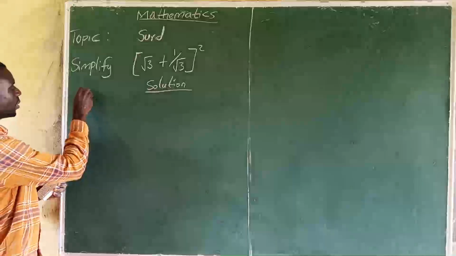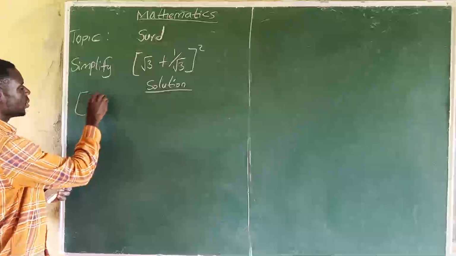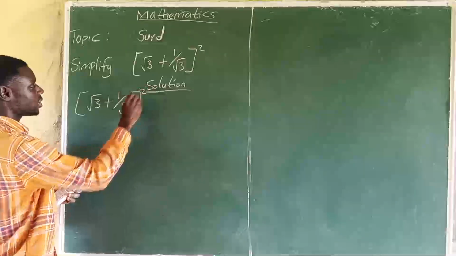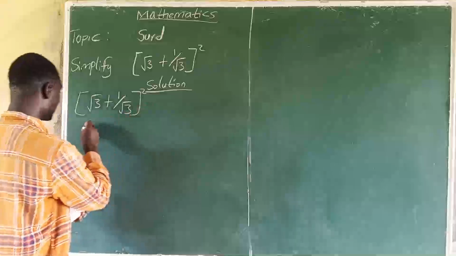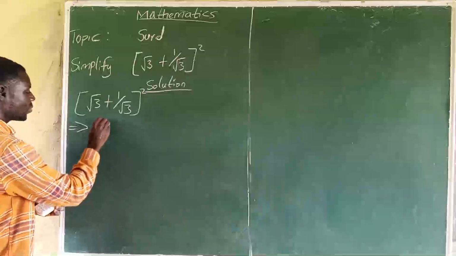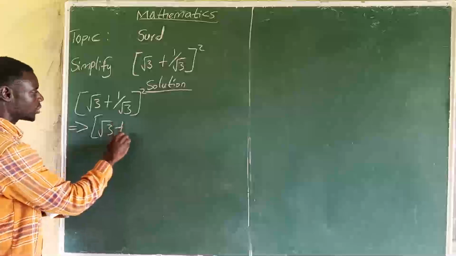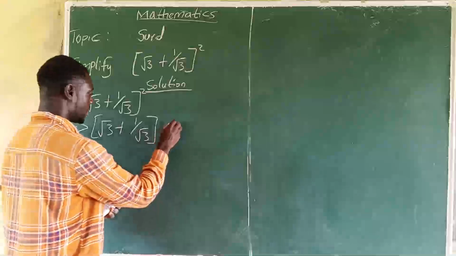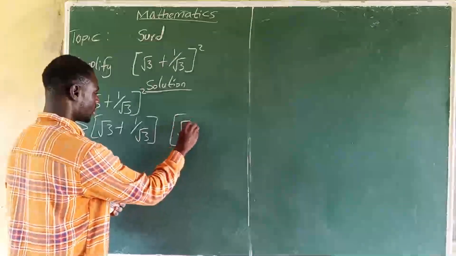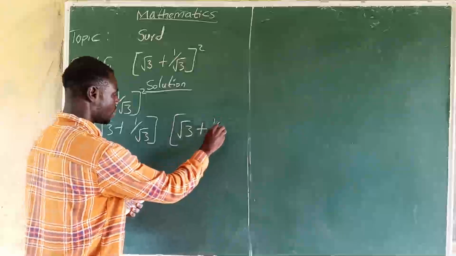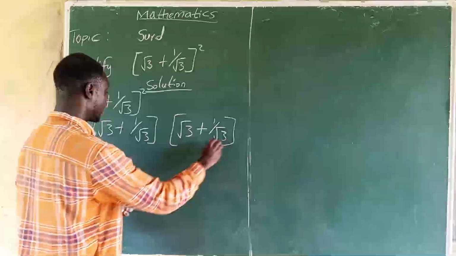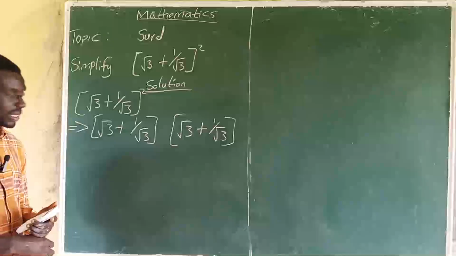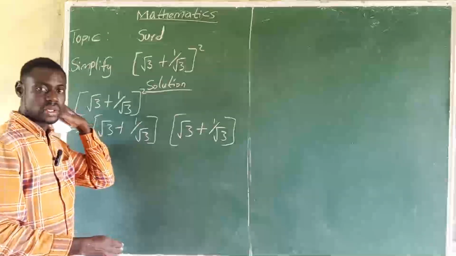So let's start solving. We have open bracket root 3 plus 1 over root 3 close bracket raised to the power of 2. Now, this can also be written as root 3 plus 1 over root 3 times root 3 plus 1 over root 3. Now, in some cases, you can just put this power 2 on top of this one and this one on top of this. You are still correct. So I just expanded it so that you can be able to solve.